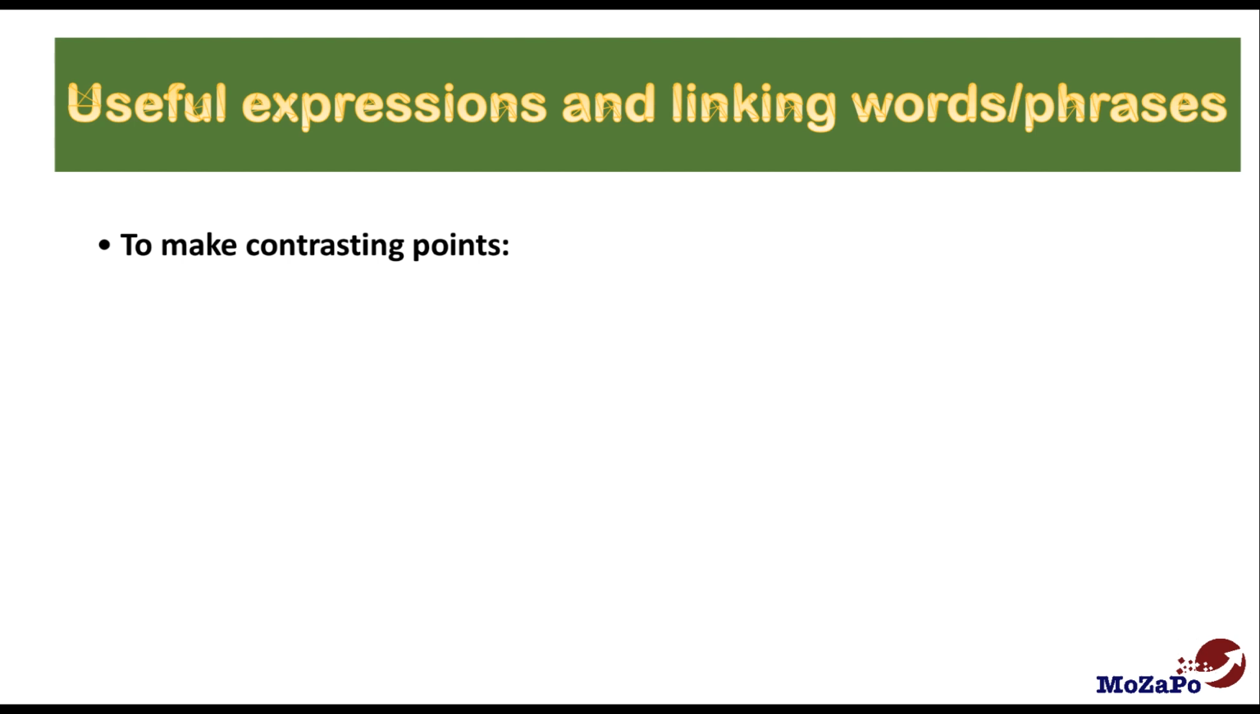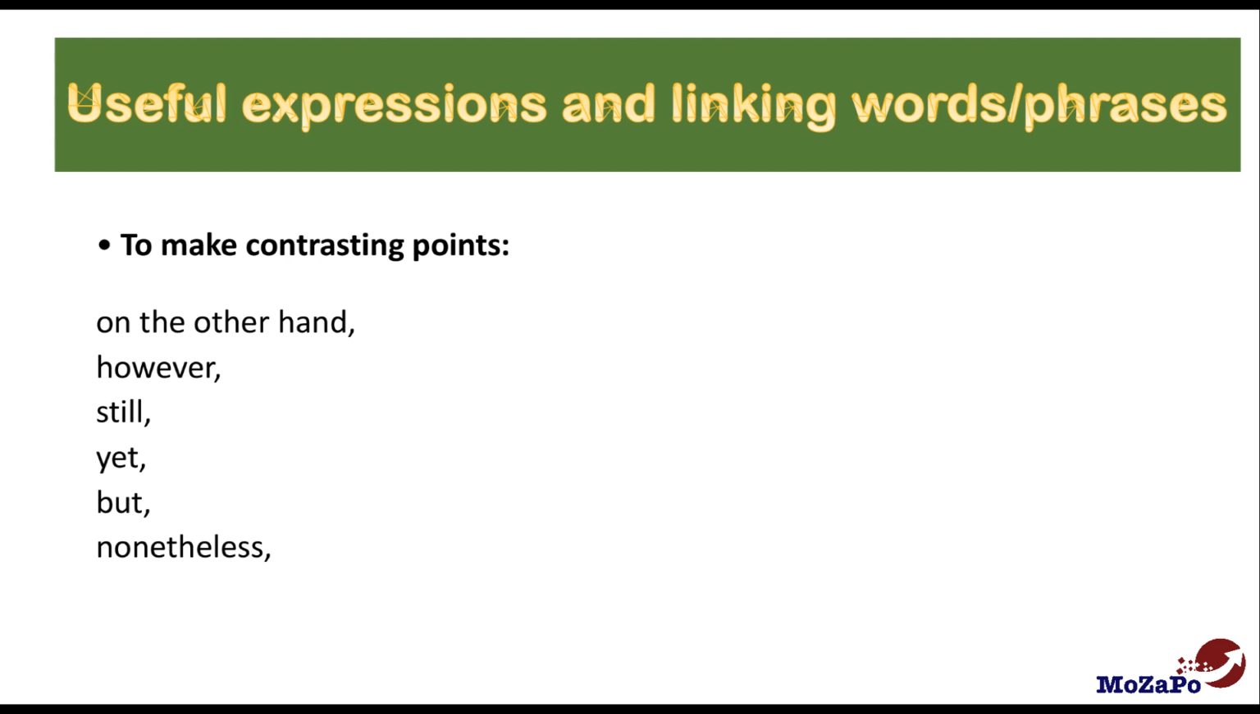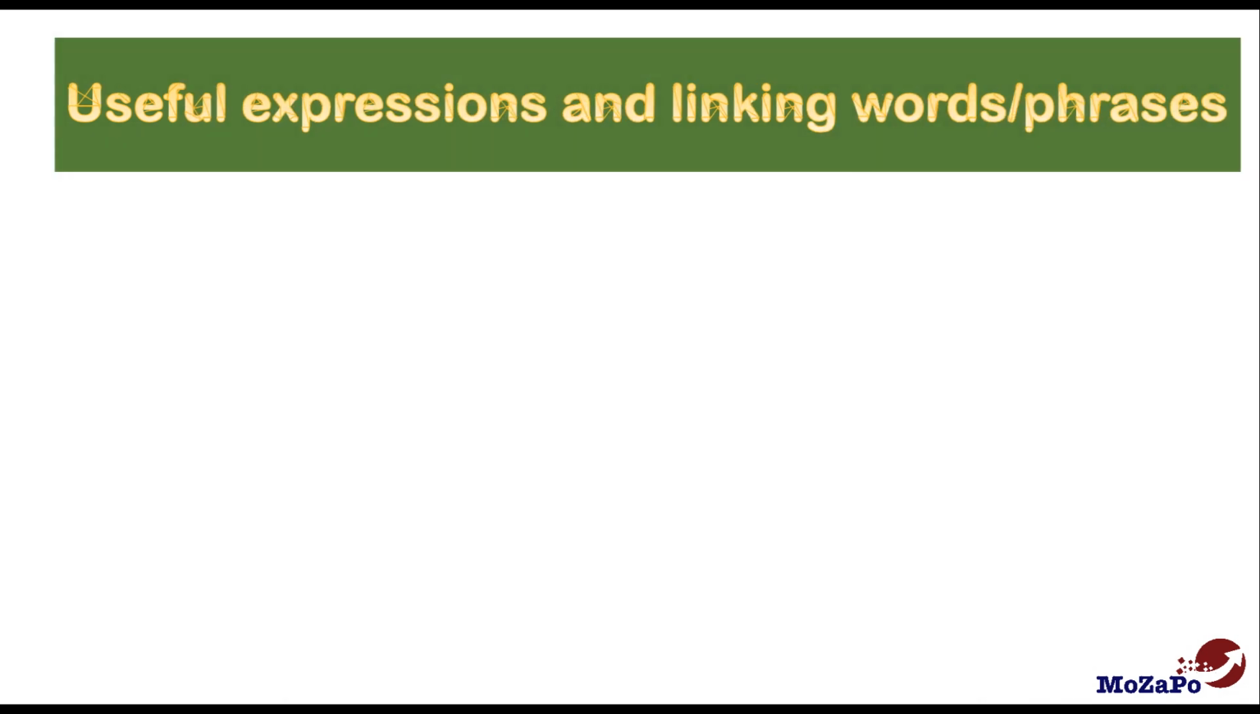Here, to make contrasting points, for example, there are 2 points which are different. You can use on the other hand, however, still, yet, but, nonetheless, nevertheless. As you see, these phrases, they show 2 different ideas. For example, you write about something and then you want to just write about a contrasting point or another point which is different. So you can use these phrases in your writing.